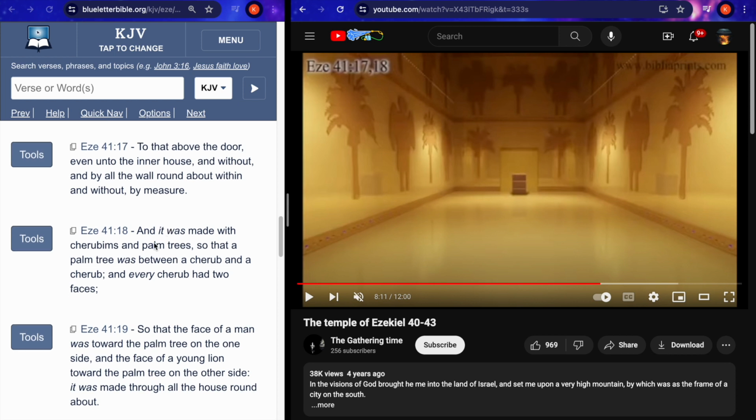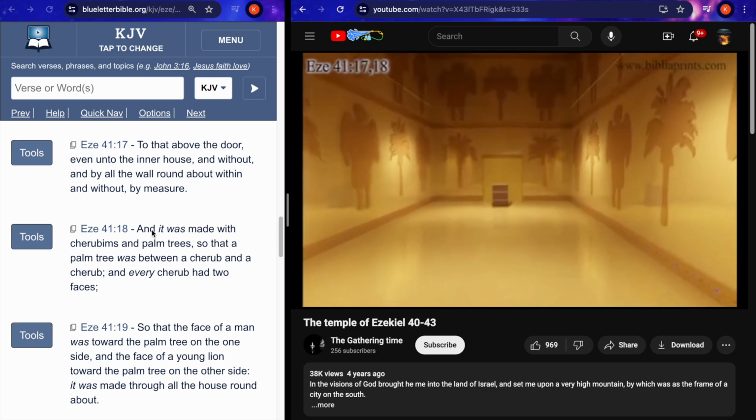Verse 18, and it was made with cherubims and palm trees, so that a palm tree was between a cherub and a cherub, and every cherub had 2 faces. So you can sort of see that design. That's why it says it was in the inner house within and without. Okay, so you can see the designs: palm tree, cherubim, palm tree, cherubim. That's sort of like the design pattern.